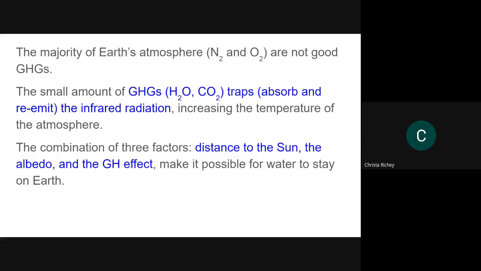The 3 things that make it a Goldilocks zone here is we're the perfect distance from the sun. And we have that albedo effect between snow and then things that are light and things that are dark. And like I said, greenhouse gases aren't necessarily something bad as long as they don't get out of balance. That's the issue.